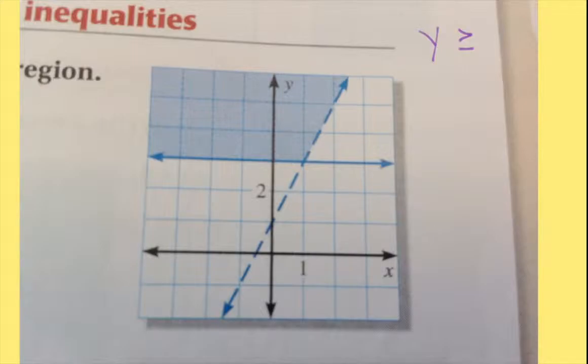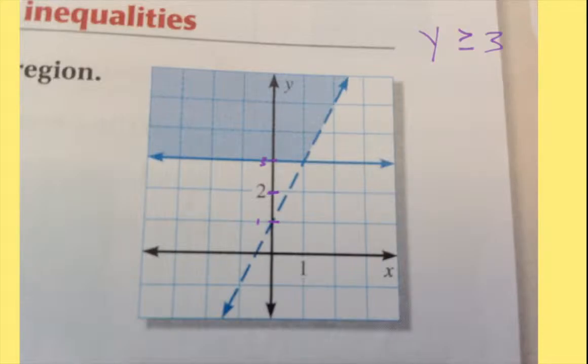Then we just got to determine what y value we're using. So we notice that this is 2, which means that that's 1 and that's 3. So we want y is greater than or equal to 3. All of the points in that region have a y value greater than or equal to 3.